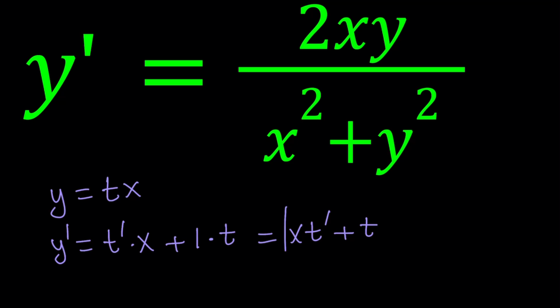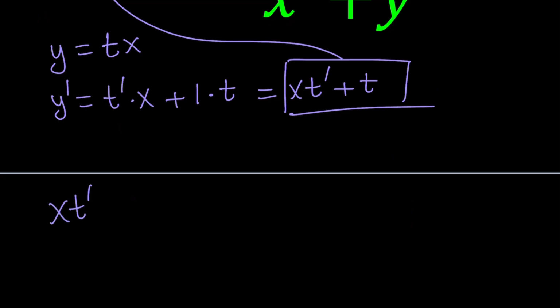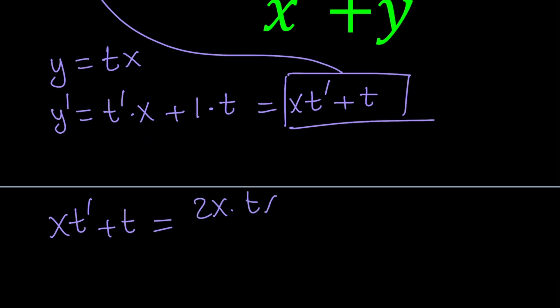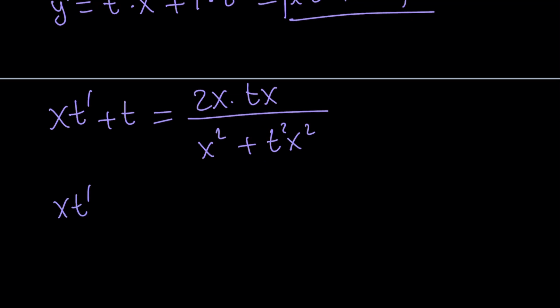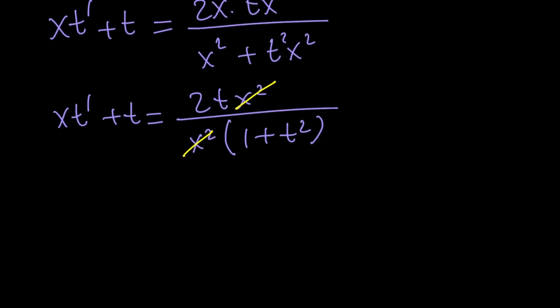Now, that's y prime. I'm going to use that here, obviously. What about the right-hand side? So on the left, I have x t prime plus t. On the right-hand side, I have 2xy, 2x tx, because remember, y is tx, divided by x squared plus y squared, but that is t squared x squared. Remember, I told you that something was going to cancel out, and that happens to be 2t x squared over, if you take out an x squared, you're going to get 1 plus t squared, and x squared is going to cancel out. A lot of squares. Okay, nice. And why is this nice? Because we only have x and t in the equation.